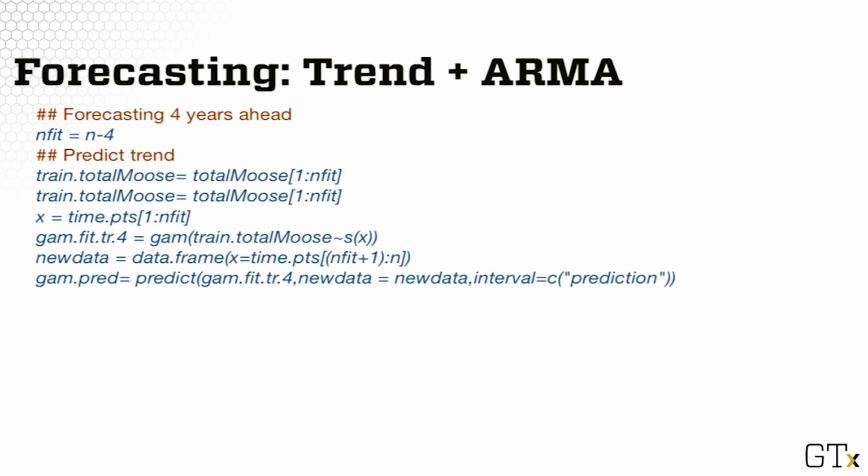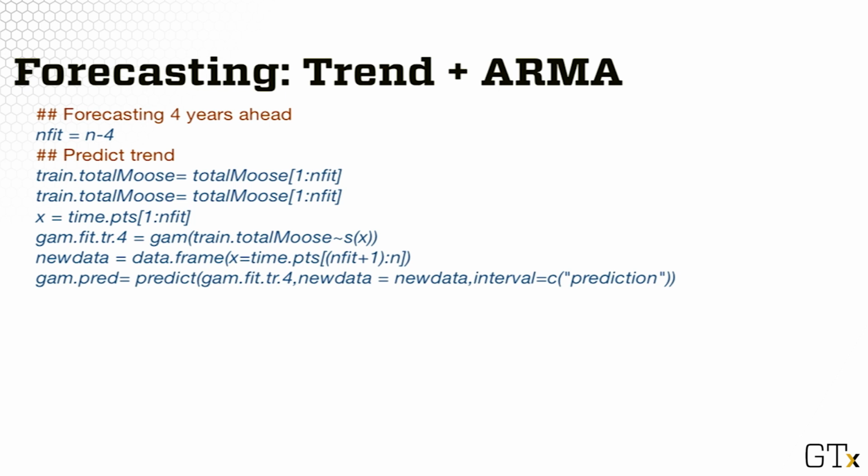I illustrate here how to obtain predictions using the approach when we decompose the process into a trend and a process model using ARMA. Here, we'll forecast the total moose population for 4 years, not on a rolling basis, but all 4 years ahead. We set aside the data for the 4 years and fit the trend on the remaining years. That is from years 1965 to 2002, and fit the trend based on this data. We predict the trend using the predict command.